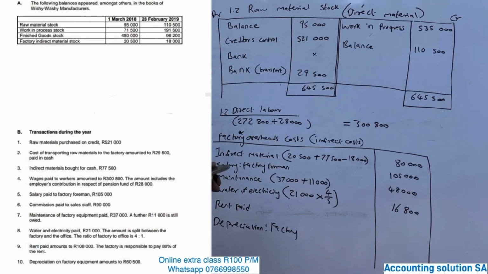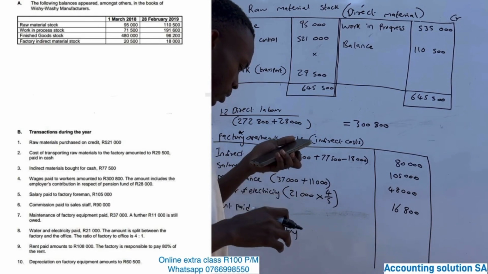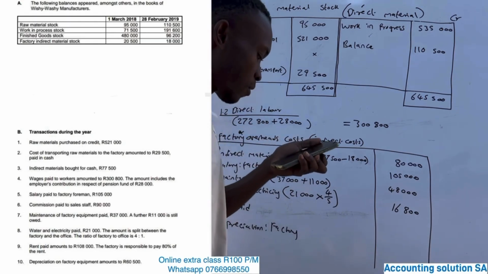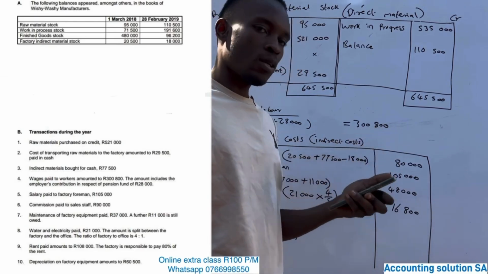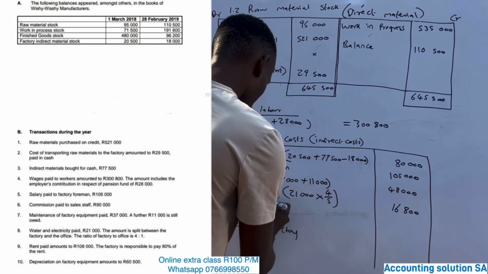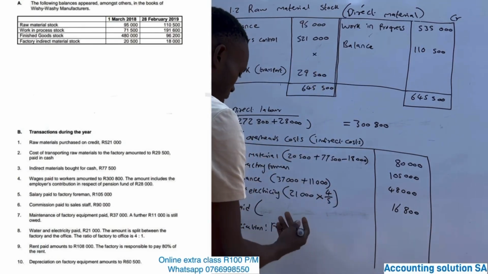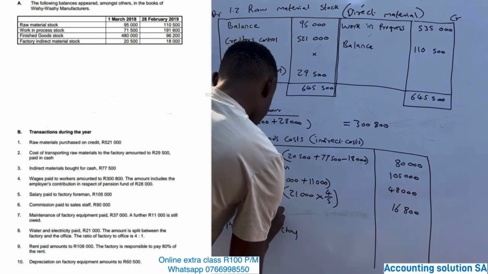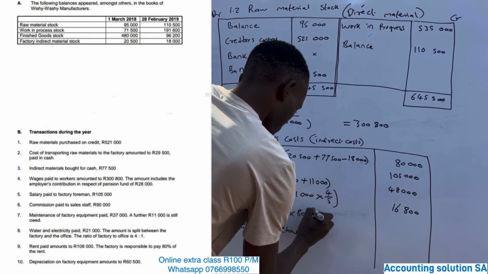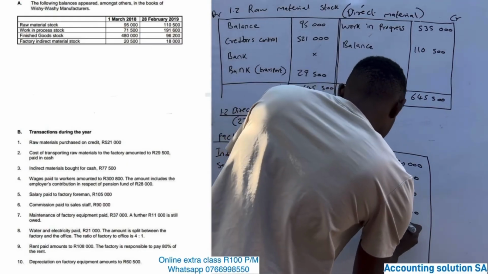Okay, moving to the next one. The next one, they say the rent paid amount to 108,000, and the factory is responsible for paying 80% of the rent. So 80% of the rent is what we are looking for, because for the rest, office and selling and distribution, we don't include them here. 108,000 multiplied by 80%. Okay, then it's going to give us 86,400.